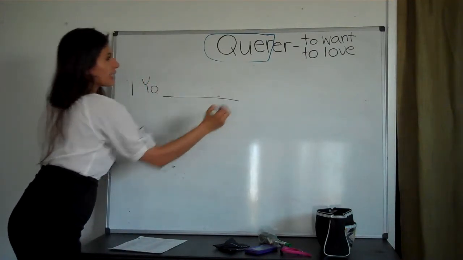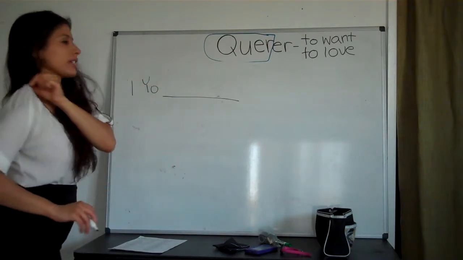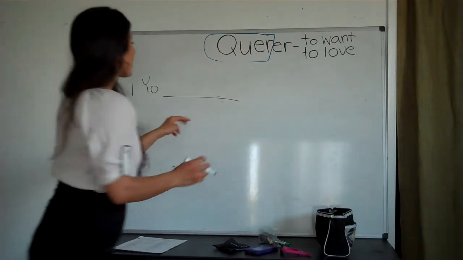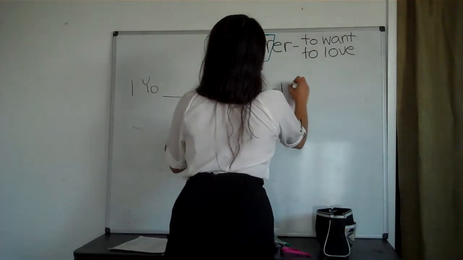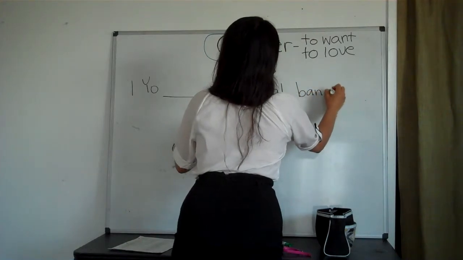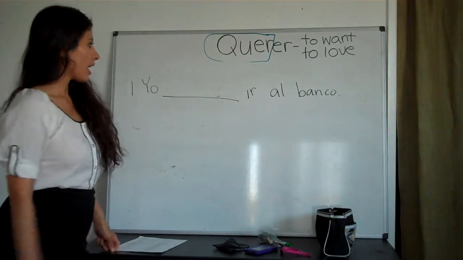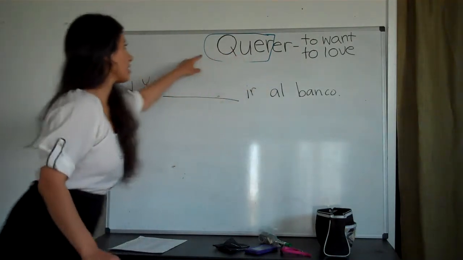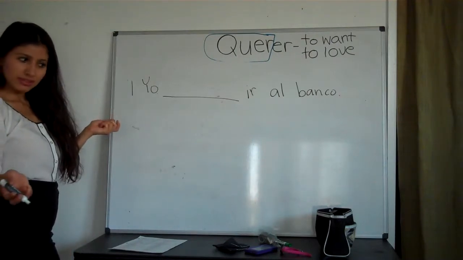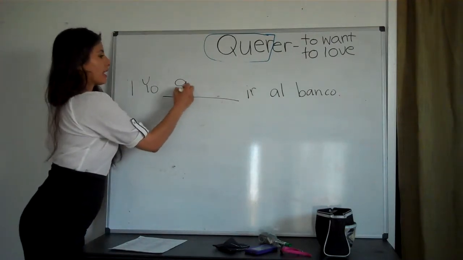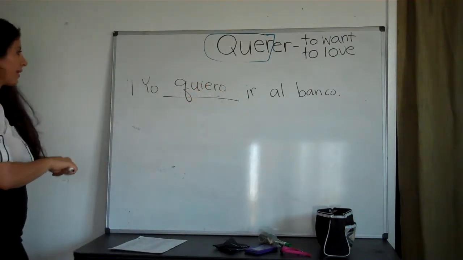Yo blank. You're going to conjugate querer, right? If you saw the last video, you know exactly what to do. Yo blank ir al banco. I want to go to the bank, and obviously we're going to conjugate this. So what would it be? If you said quiero, you were right. Okay?